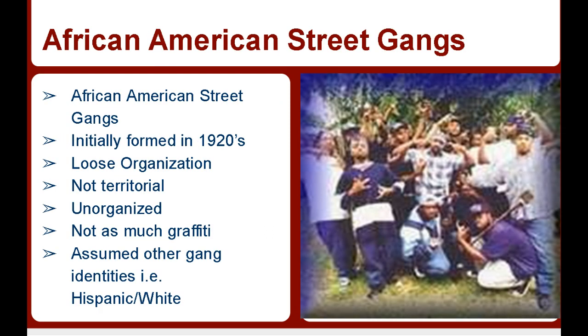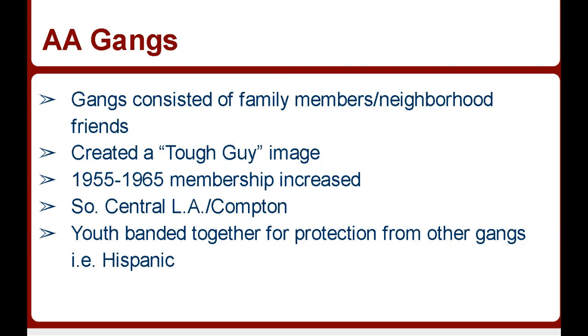Okay, your African American gangs started off very informally. They were pretty loose in their organization, meaning there was no real formal structure to it. They weren't very territorial. They're very unorganized. Unlike their Hispanic counterparts, there wasn't much graffiti associated with them at the time. And they would assume other gang type identities. They were trying to fit in, but nevertheless, they started copying what particularly the Hispanic gangs were doing.